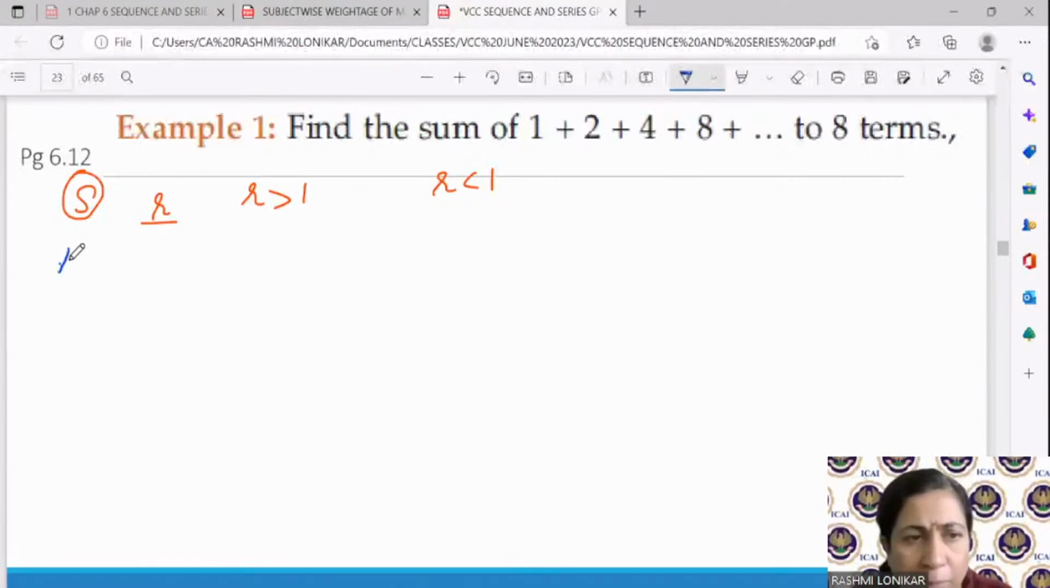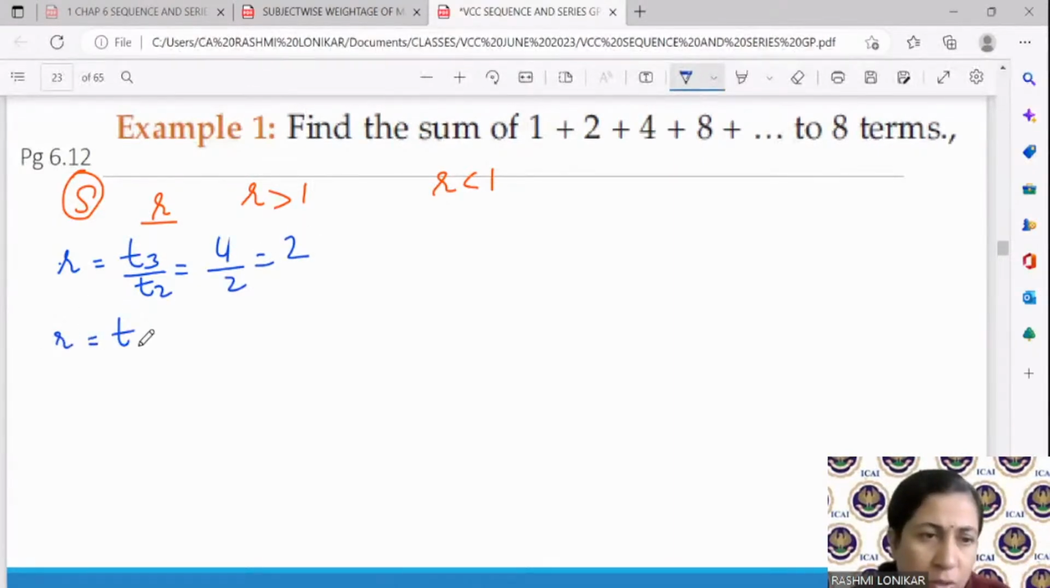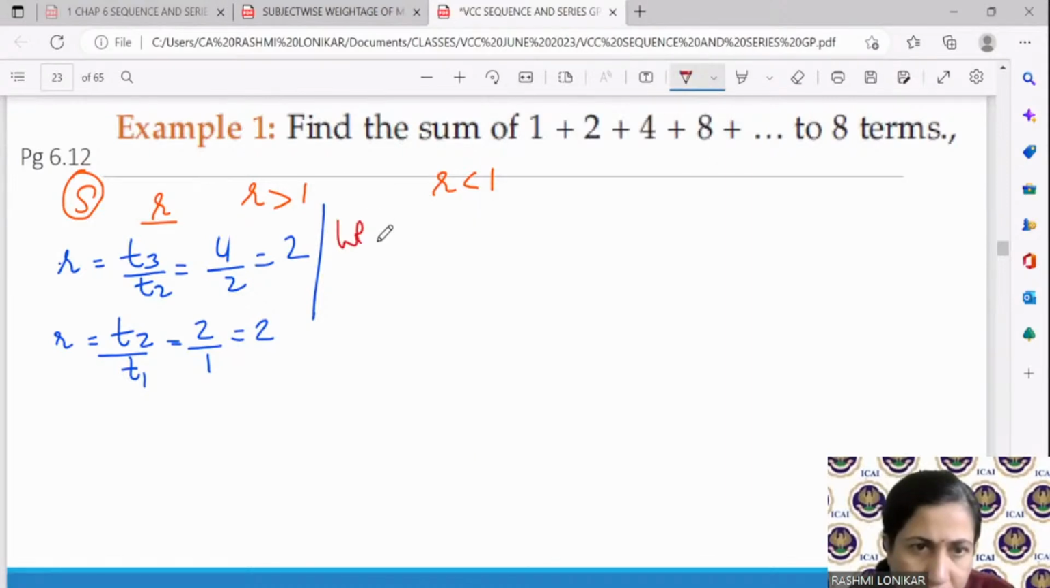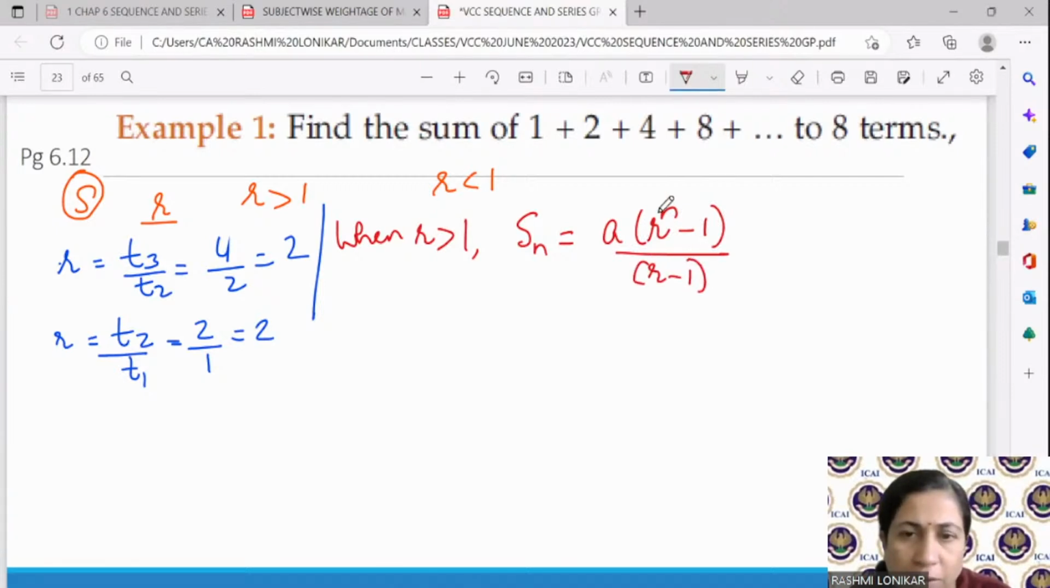Now R is equal to T3 upon T2, 4 upon 2, which is equal to 2, which is also equal to T2 upon T1, which is 2 upon 1, which is equal to 2. Now, since R is greater than 1, S of n is given by a(R^n minus 1) upon R minus 1. Okay, just write down the formula.